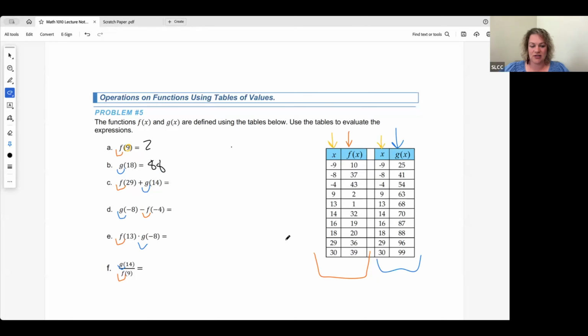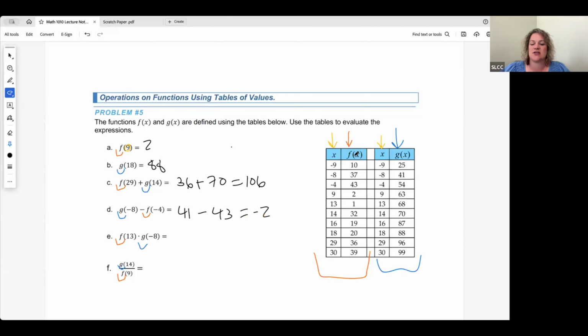What is f of 29? F of 29 is 36 plus G of 14, so G of 14, 70. What's 36 plus 70? 106. G of negative 8, so G of negative 8 is 41 minus F of negative 4, so F of negative 4 is 43. What's 41 minus 43? Negative 2.